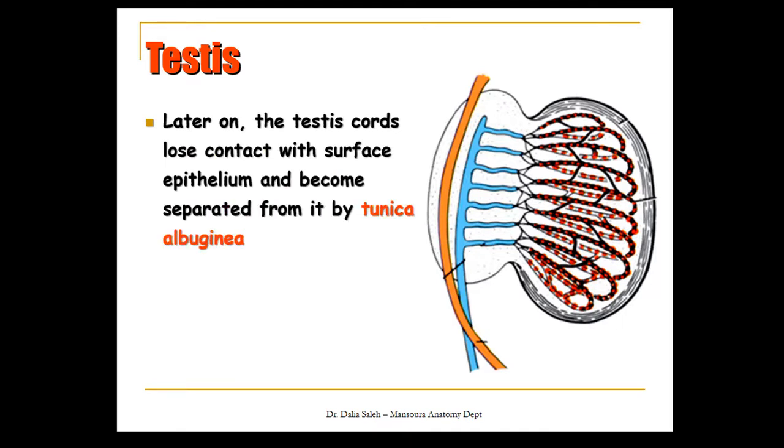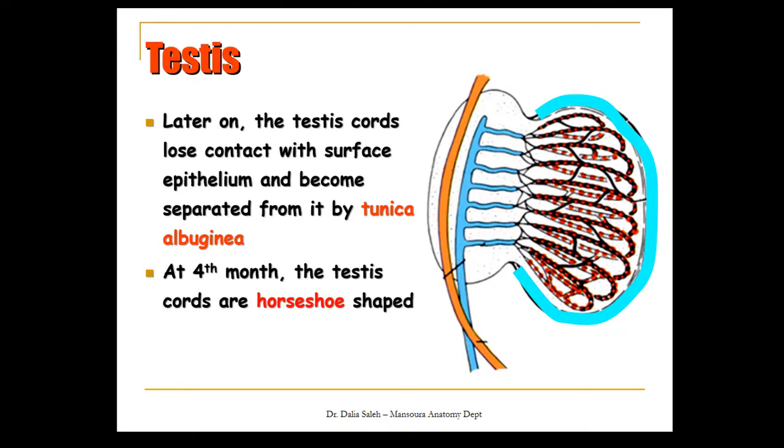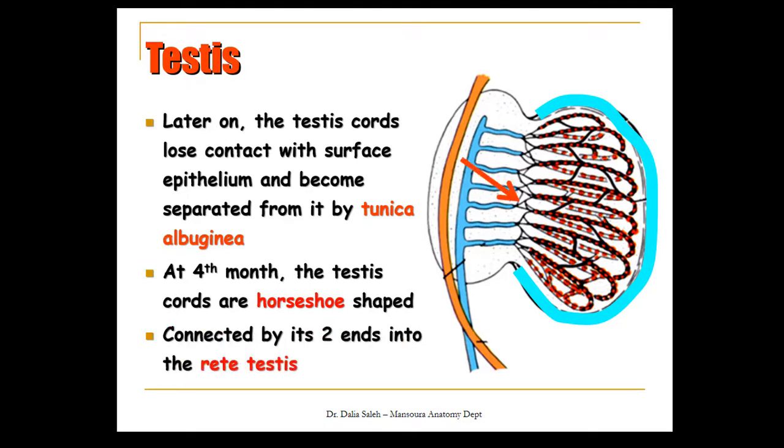Later on, the testis cords lose contact with the surface epithelium and become separated from it by a thick fibrous capsule, which is called the tunica albuginea. At the 4th month of development, the testis cords look like a horseshoe, and they connect by their two ends into the rete testis.